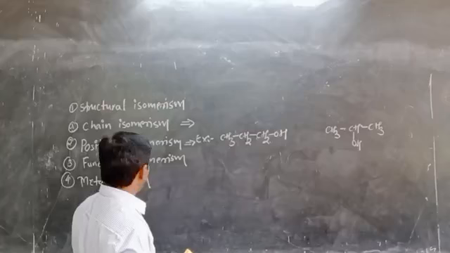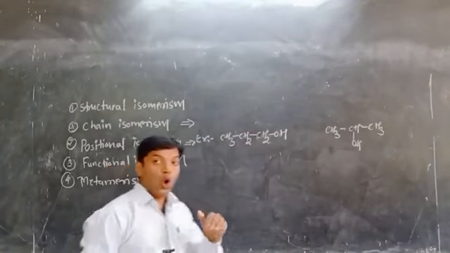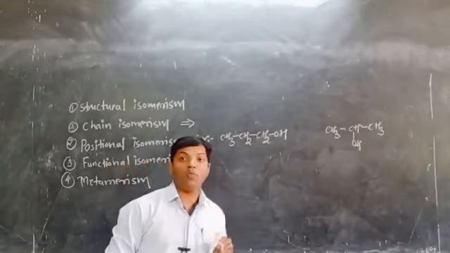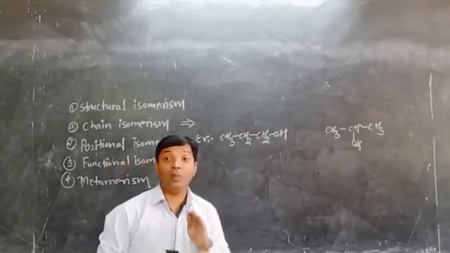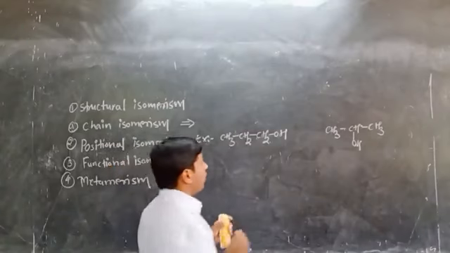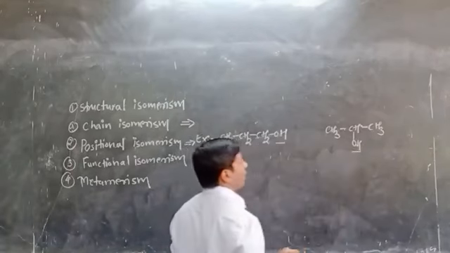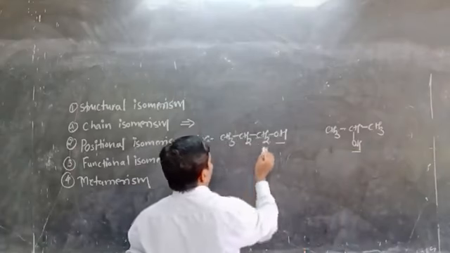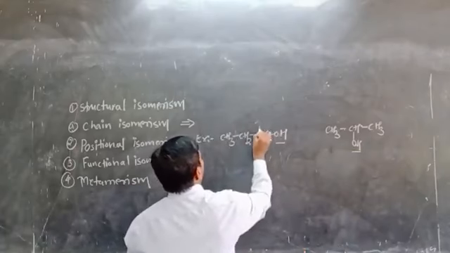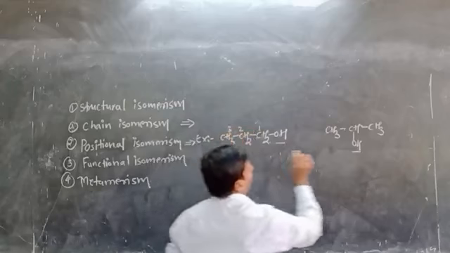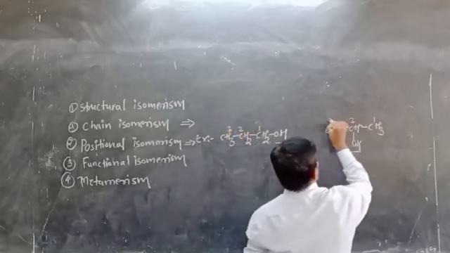So what is positional isomerism? When two or more compounds have the same molecular formula, but they differ in the position of the functional group. So in this case, OH is the functional group. I will give the numbers first of all, in the backward direction: 1, 2, 3. 1, 2, 3.